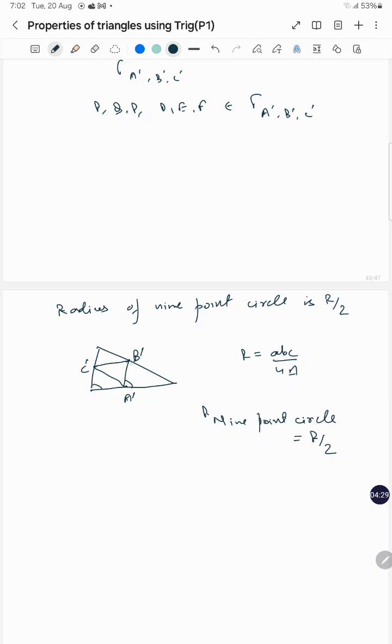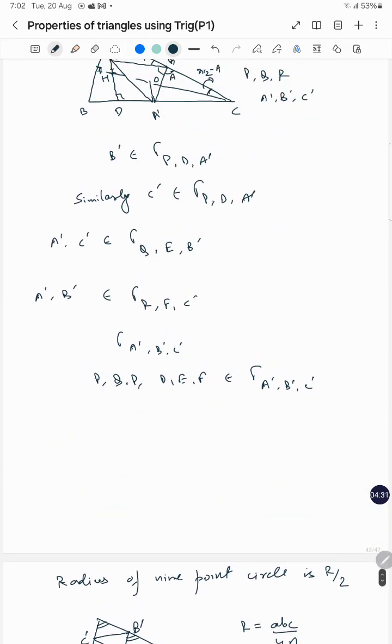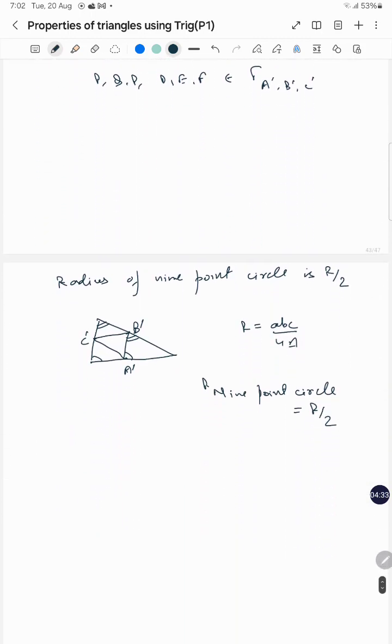This angle is this angle, this angle is this angle. And this angle is this angle.